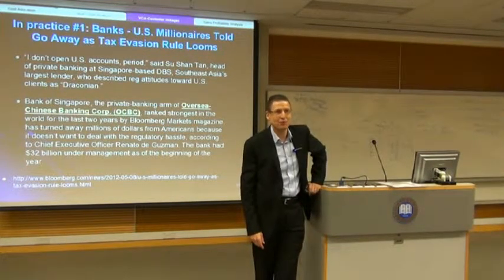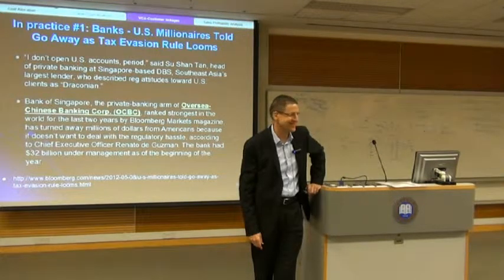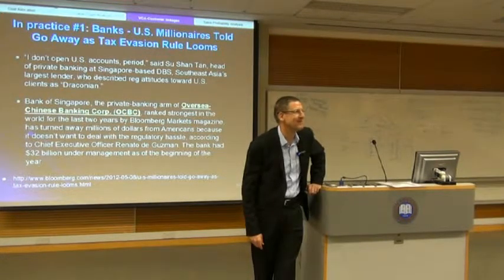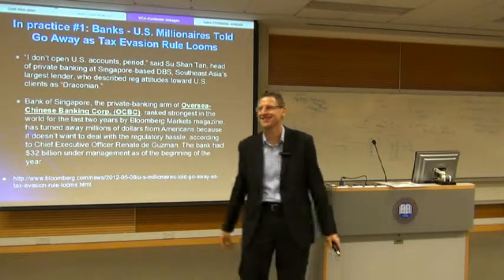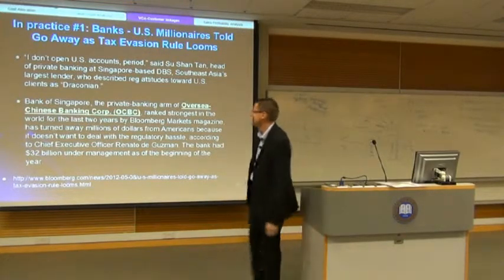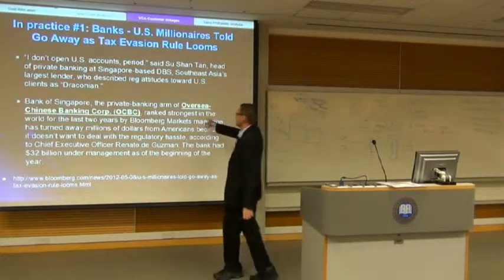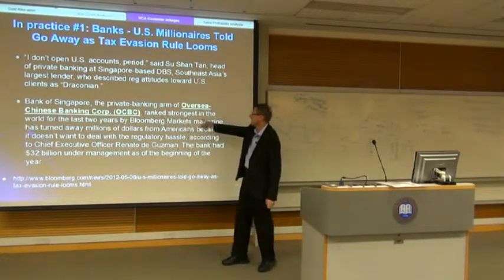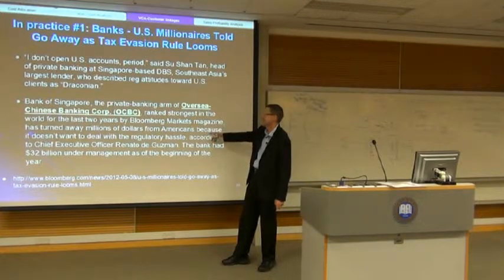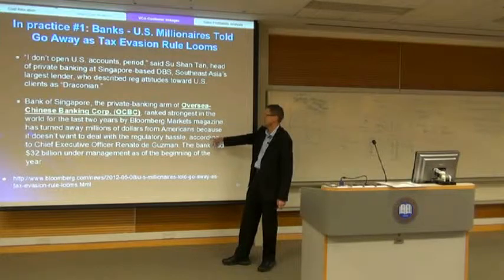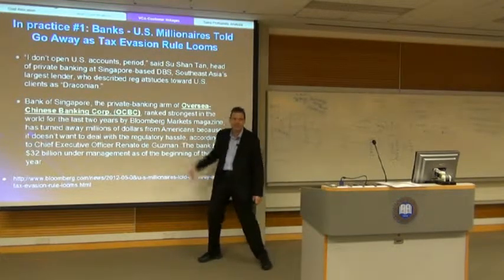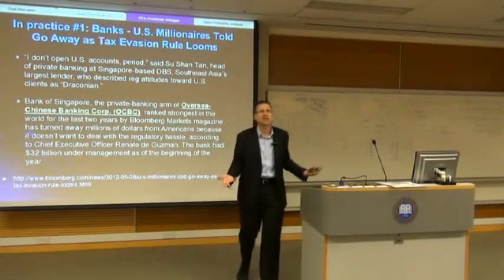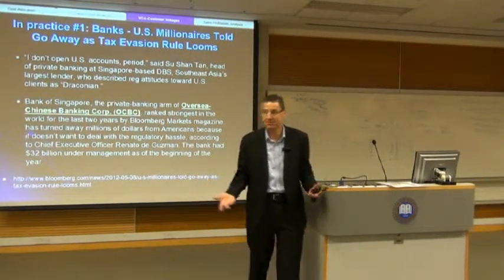So, try tomorrow. Ring up a bank and say you're a US citizen and ask them if you can open up a bank account. Oh, golly, I'd love to see what the response was. Okay, all right. You want to try. Bank of Singapore, a private overseas banking corp, ranked strongest in the world, turned away millions of dollars from Americans because it doesn't want to deal with regulatory hassle. Regulatory hassle, in other words, just administration.